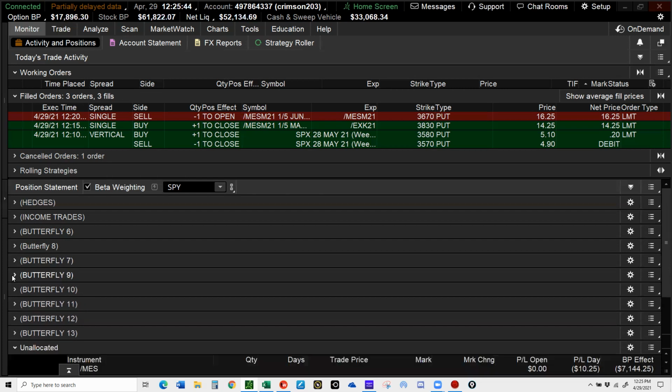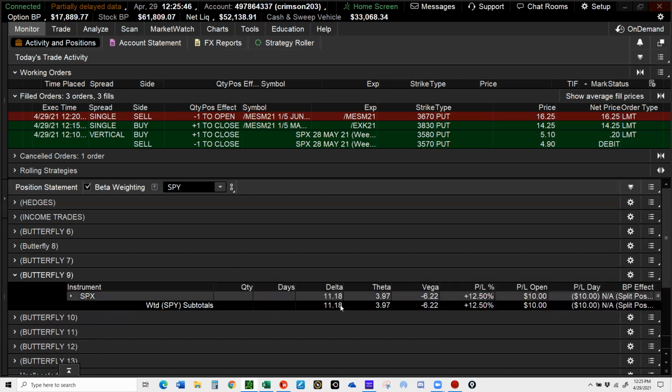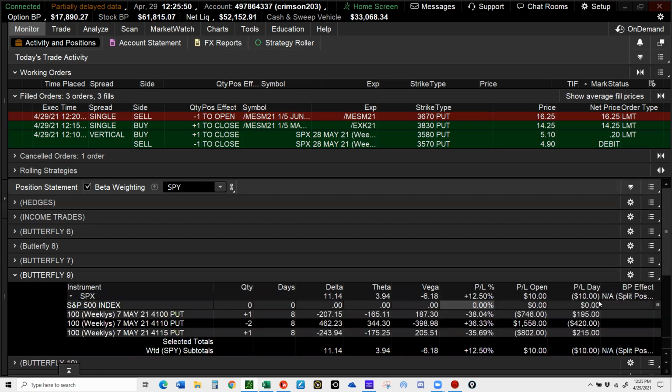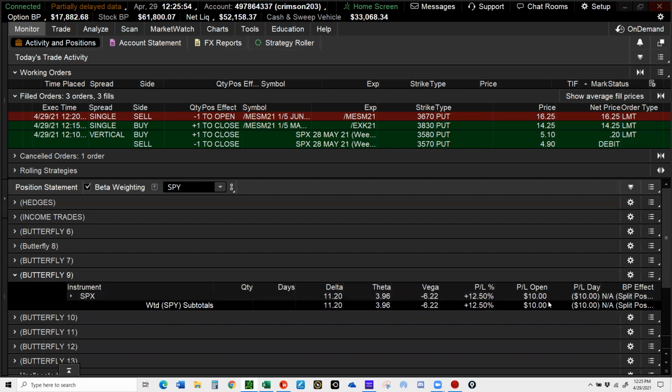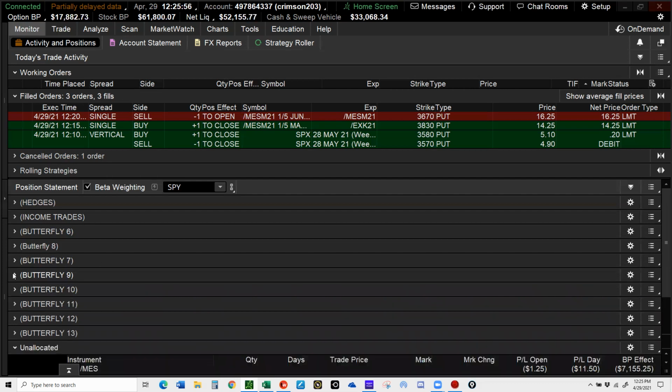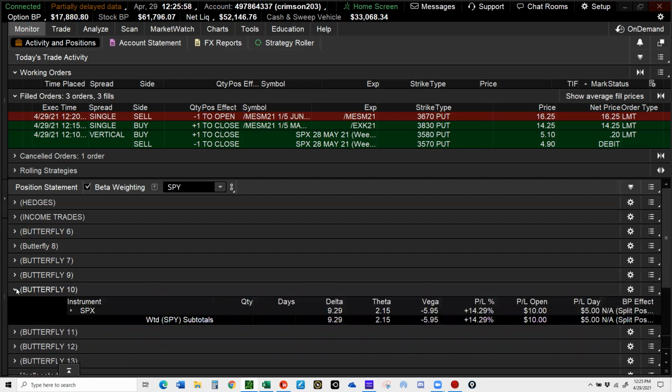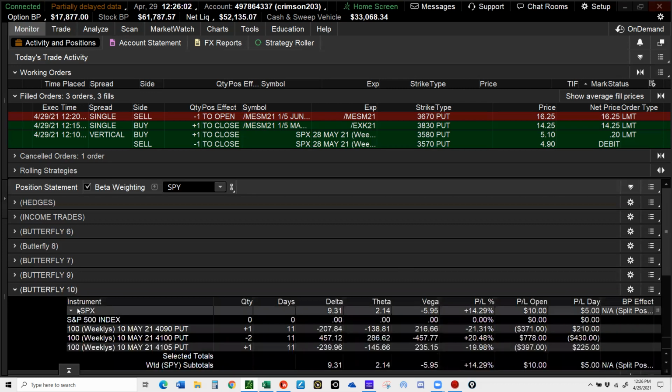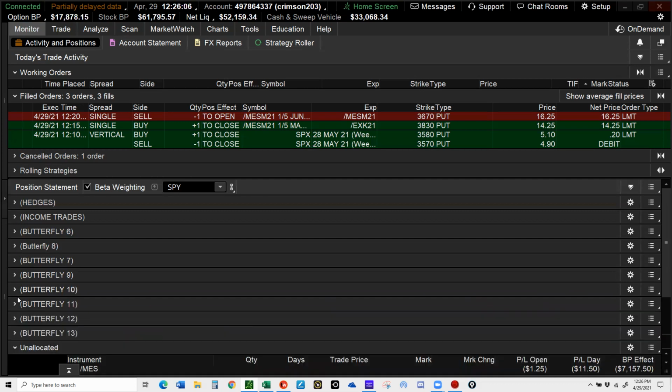Negative delta there. Butterfly 9 gives me positive delta. So that's a put one, right? It's up $10 on that one. So we're just letting them work, right? I got a ton of these things. That's a positive delta one, so that's probably a put one too, right? Yep, puts give me positive delta, calls give me negative deltas.